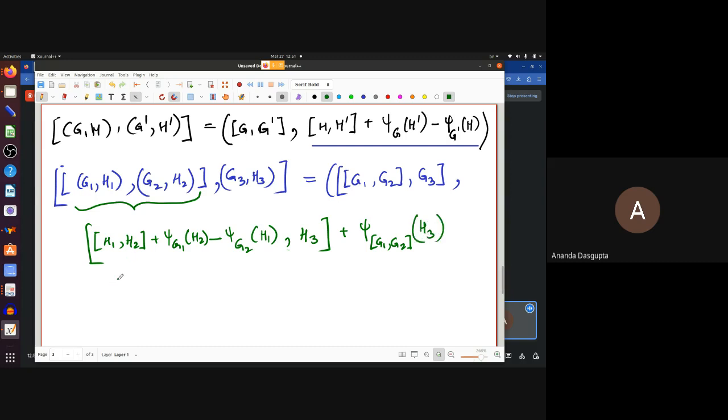Now what will the other term be? Minus? Tell me. Psi g3, but it will act on this whole thing, right? Yes. So it's not really very simple. It's pretty non-trivial, but not very difficult to figure out. Let's just see what happens.